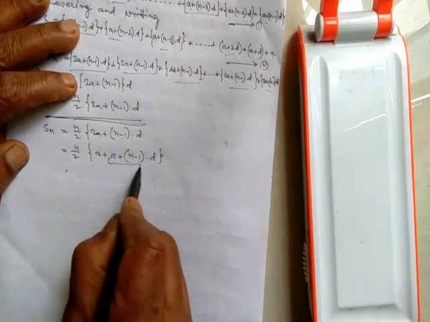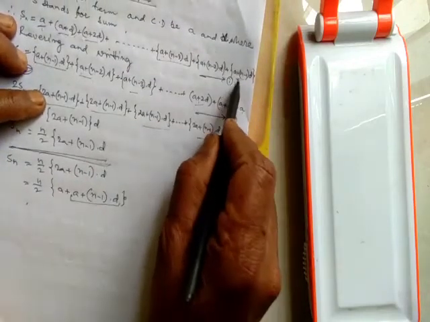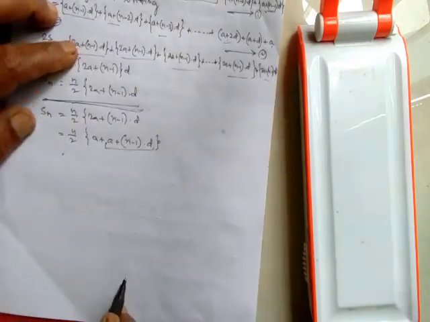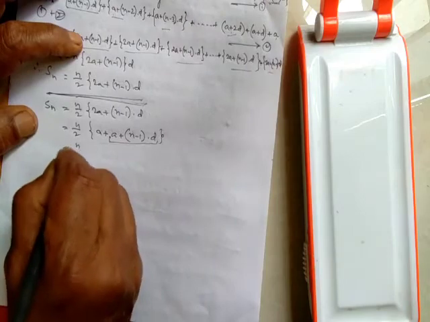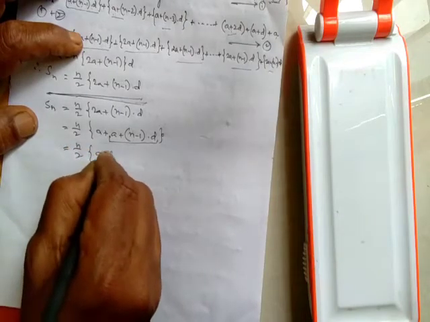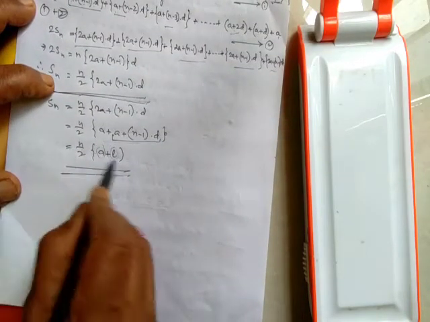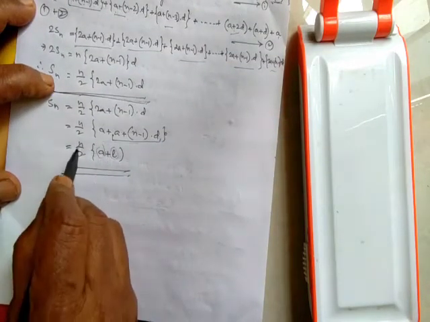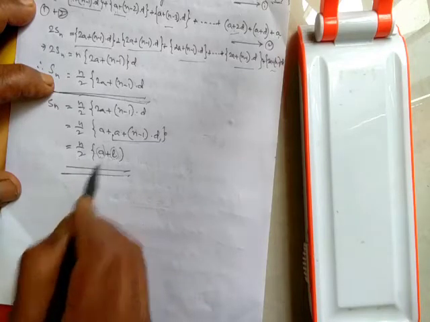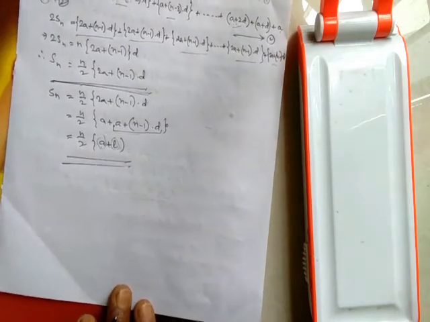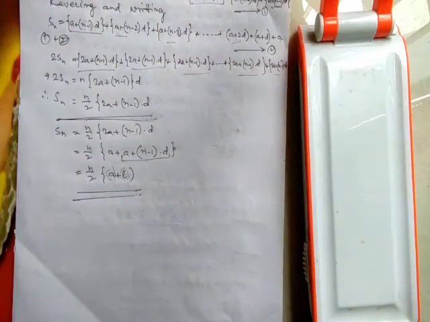Now we have already seen this is the last term, and the last term is indicated by L. So n by 2 into (a plus L). This also will give you the summation. This is first term plus L, last term. n by 2 into (first term plus last term) will give you the summation.